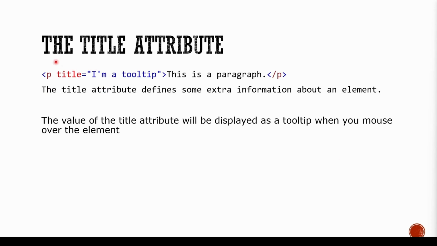And lastly, we have the title attribute. The title, I'm a tooltip. This is a paragraph. This title attribute defines some extra information about an element. Now, you are not going to see that whenever you visit the web page. Whenever you hover over the paragraph, then you are going to see that title. So this is basically the theory portion. Now let's move on to our practical session.